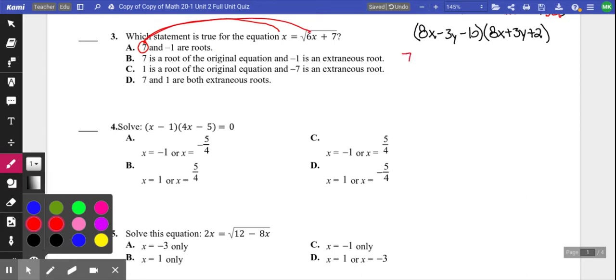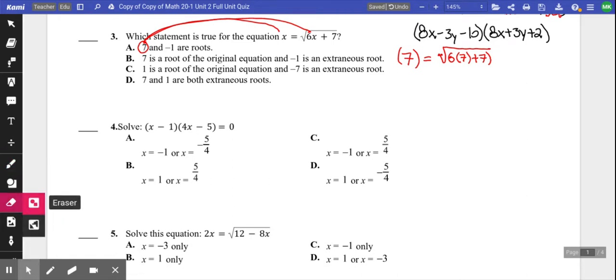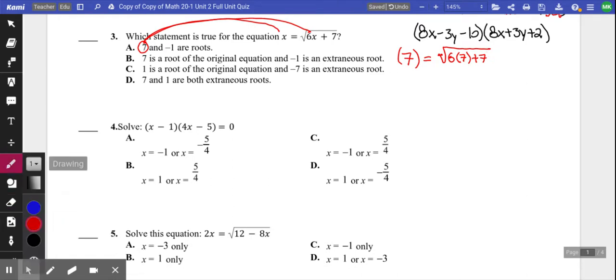So if I put the number 7 in for x, I get 7 equals the square root of 6 times 7 plus 7. I don't know why I put a bracket there. This pineapple bubbly's got me going, I guess. You can then put that into your calculator, right? So the left side's obviously still just 7. The right side ends up being the square root of 49, which is 7. Both sides equal each other. That means 7 is a solution.